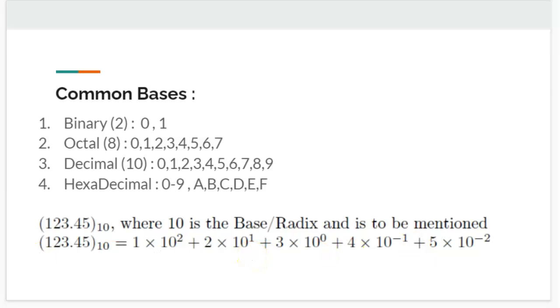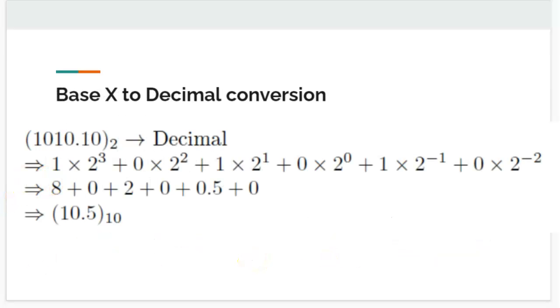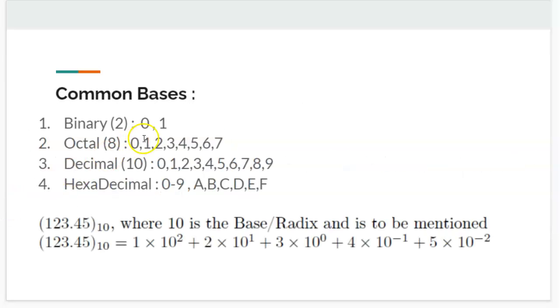So with this logic, we can deal with all these numbers. Let's say you have 11 in base 2. It means 2 power 1 plus 2 power 0, which is 3. So that's how we represent these numbers.